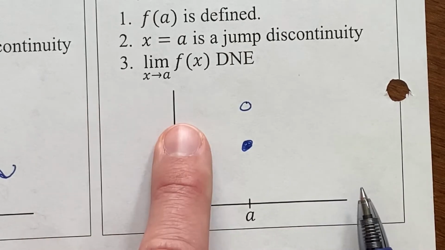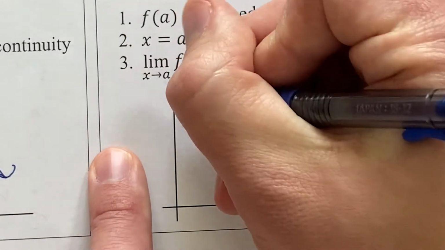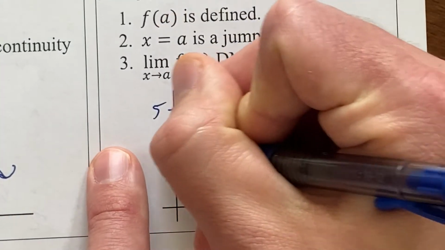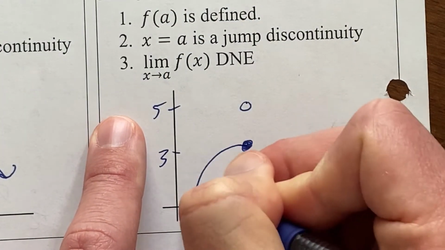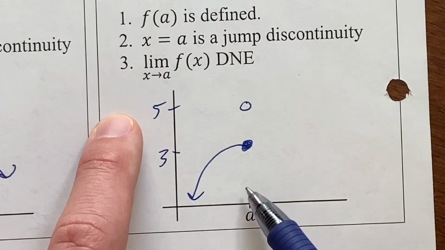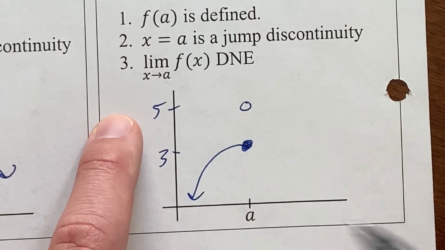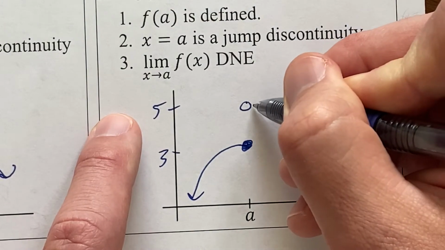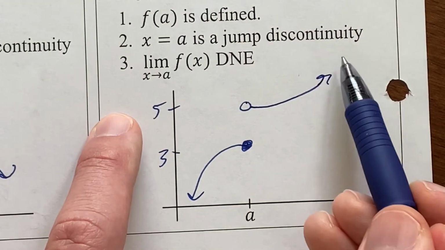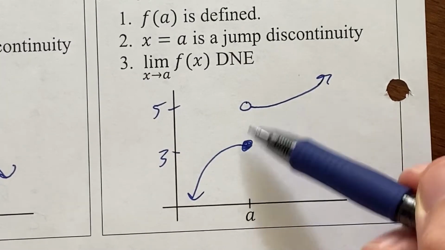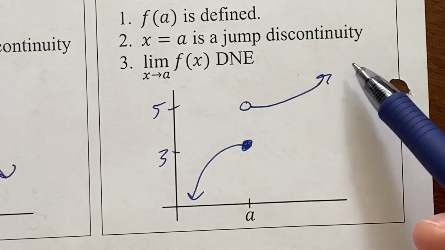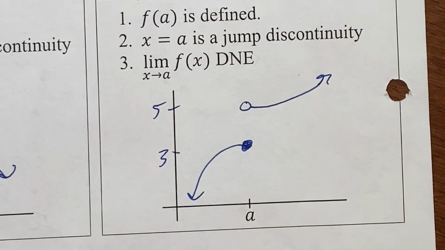So if I make this one, I don't know, 5 and this is 3, if I have this like that, from the left, we're getting really, really close to 3. And then from the right, we would get really, really close to 5. That means the limit at A does not exist because the left limit does not equal the right limit.